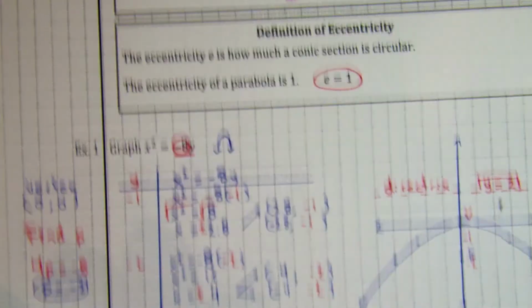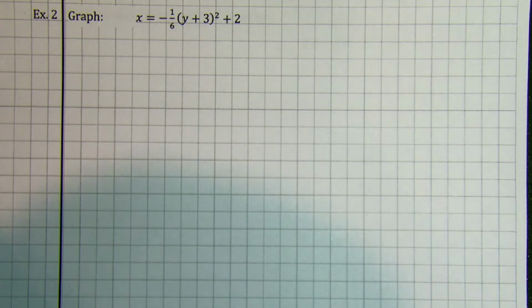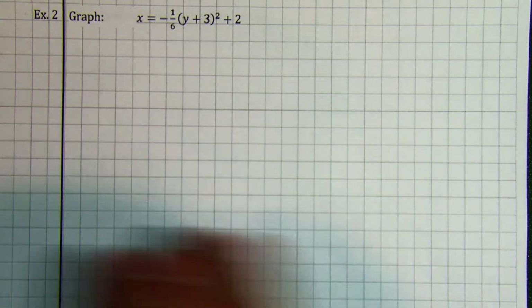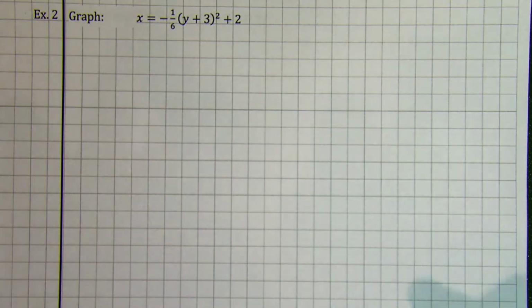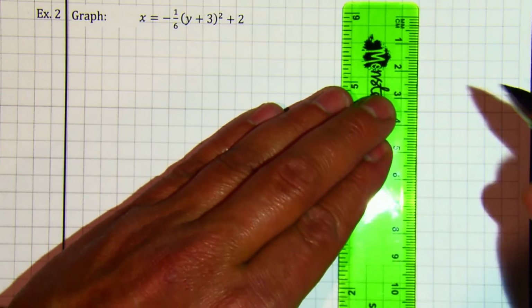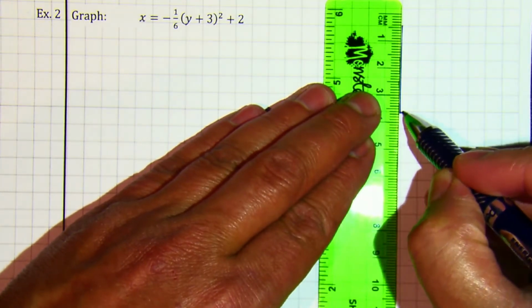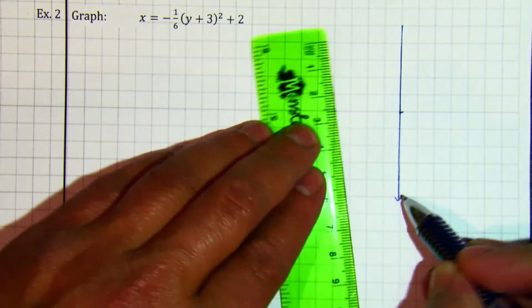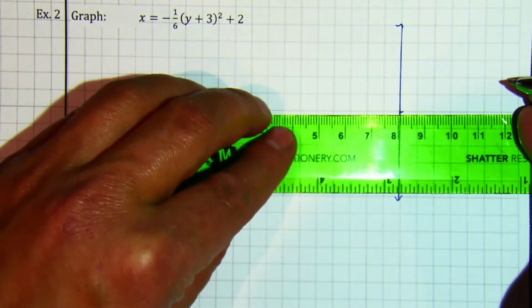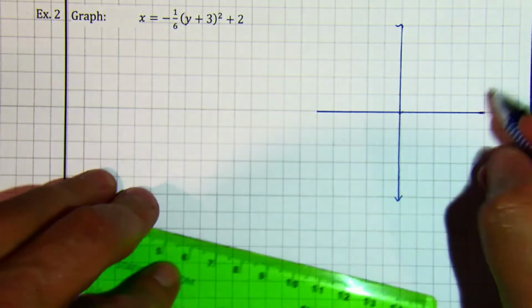Example number 2. So go and copy it down, and we'll start once you are ready. Go and pause it. So let's go make a quick sketch. Let's go and make a quick graph. Let's make a 5 by 5 graph: 5 up, 5 down, 5 left, and 5 right.